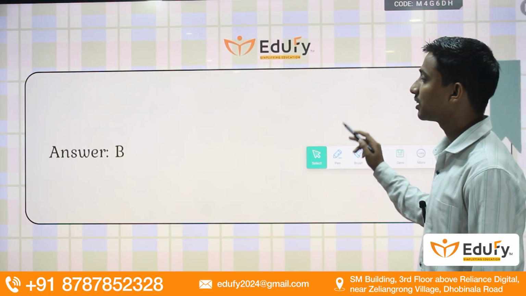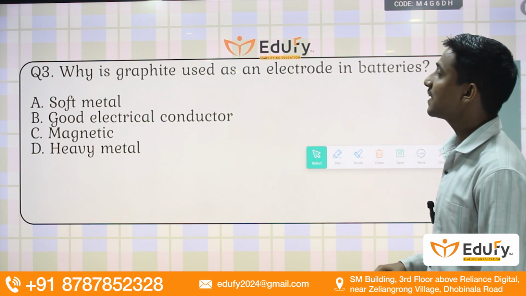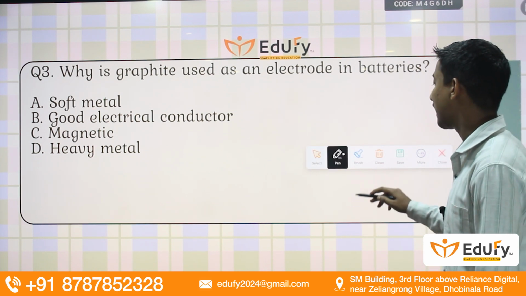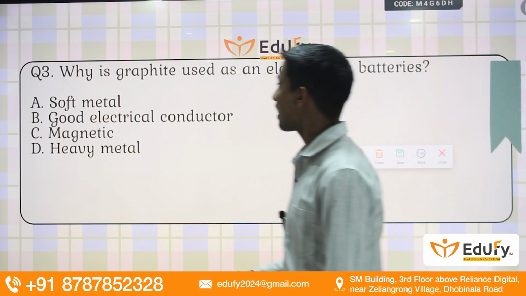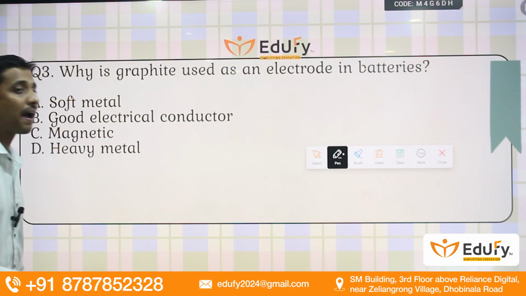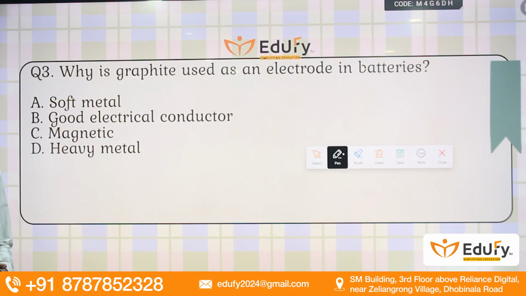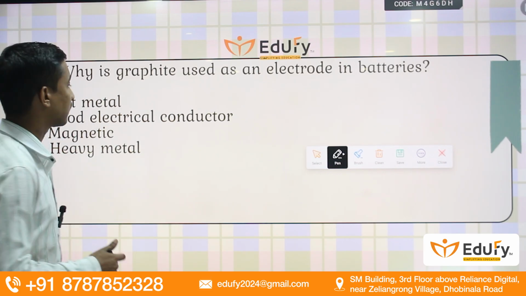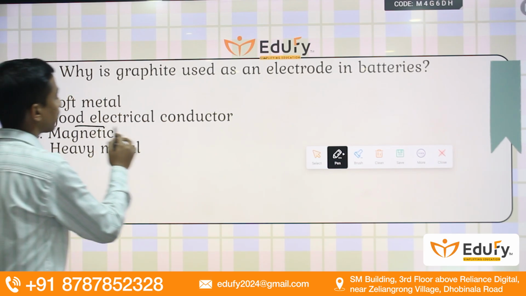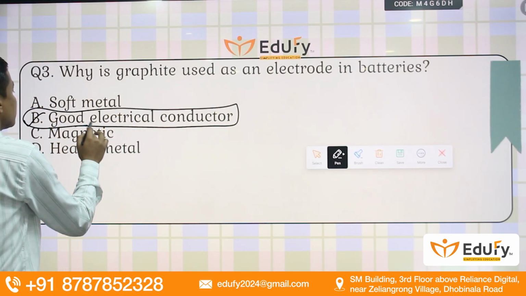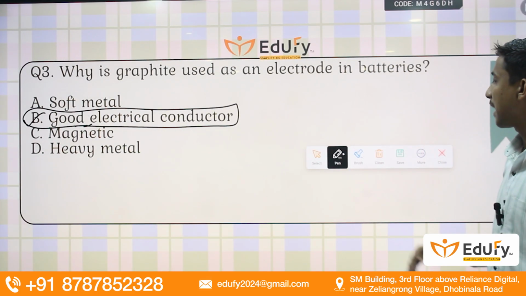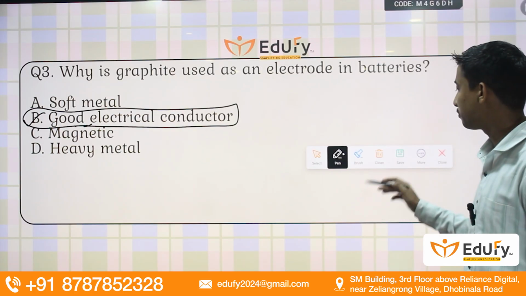Moving towards the next question, guys, we have: why is graphite used as an electrode in batteries? So remember, guys, graphite is used as an electrode in batteries because we all know the allotrope of carbon, that is graphite, is a good electrical conductor. So it is a good electrical conductor, and that is the reason why we use graphite electrodes in batteries. So the correct option will be option B.